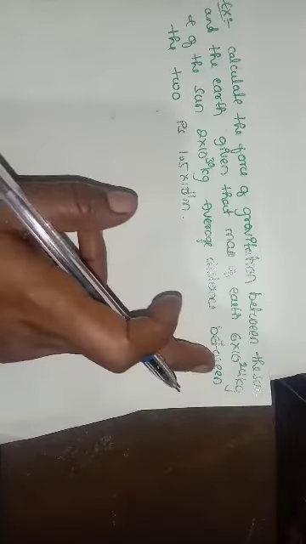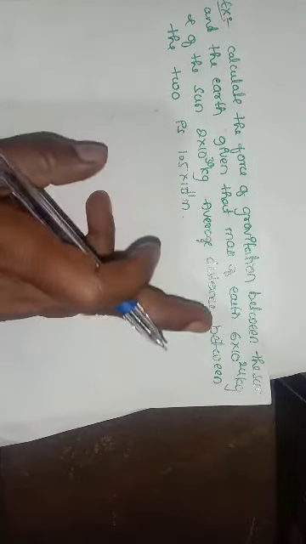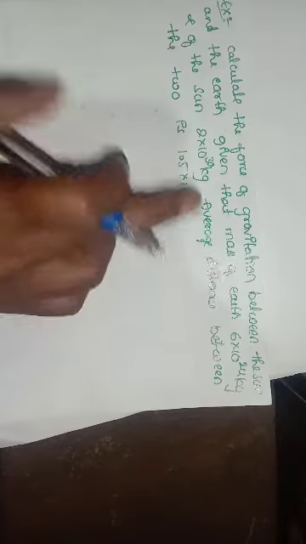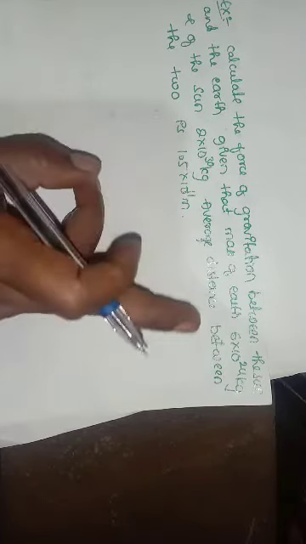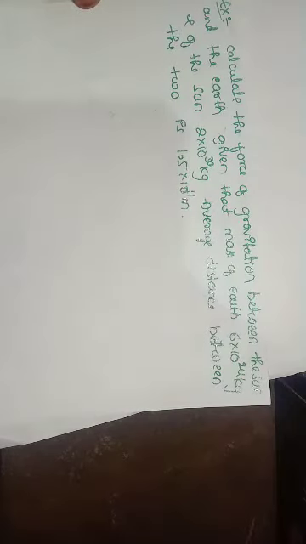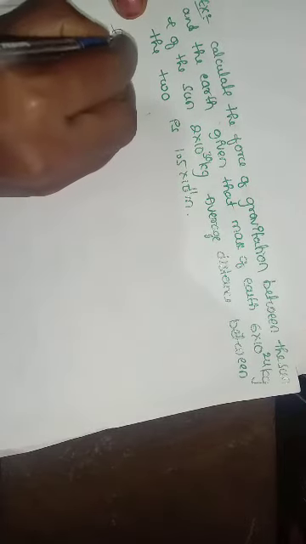Calculate the force of gravitation between the sun and the earth, given that the mass of the earth is 6 into 10 to the power 24 kg and of the sun is 2 into 10 to the power 30 kg, and the average distance between them is 1.5 into 10 to the power 11 meters. So here, what are the given terms?